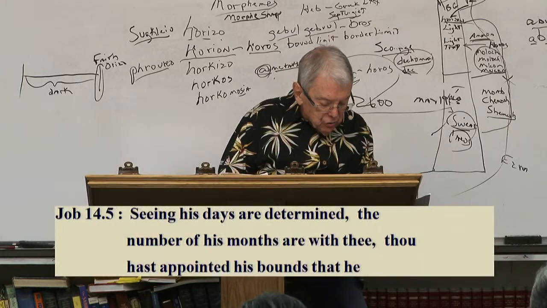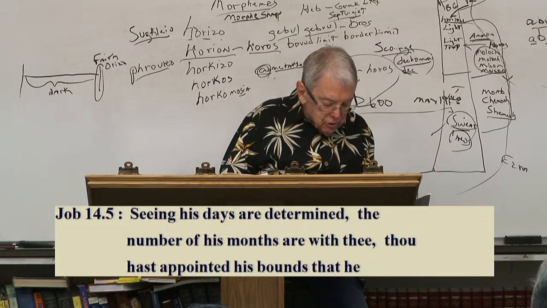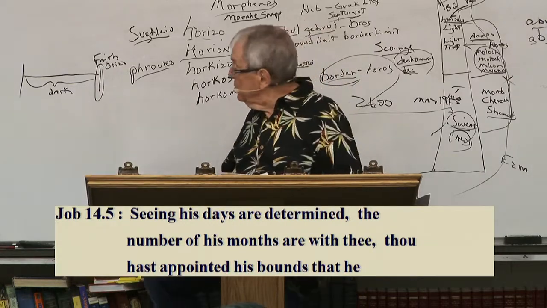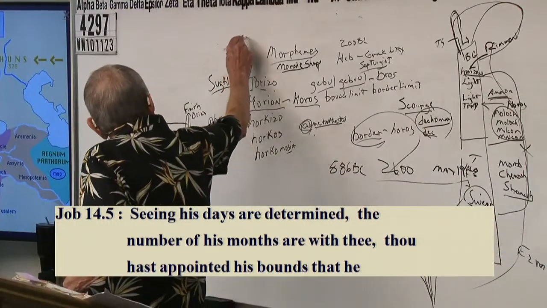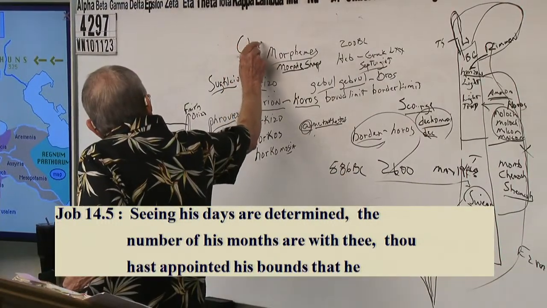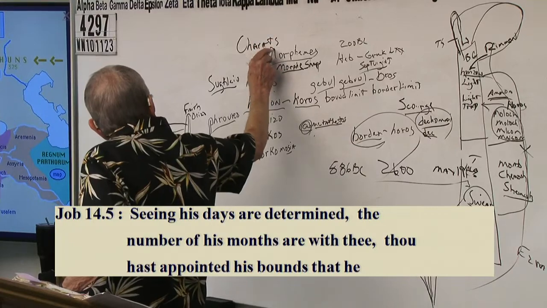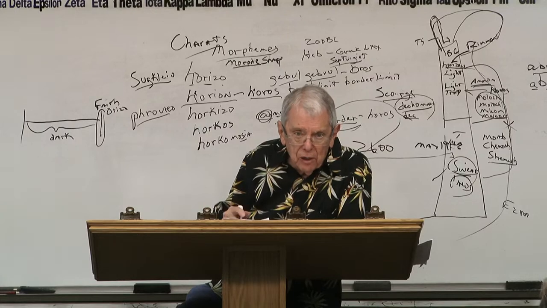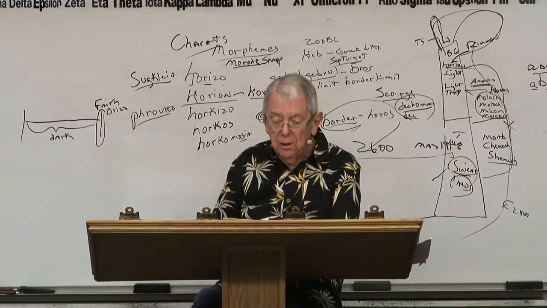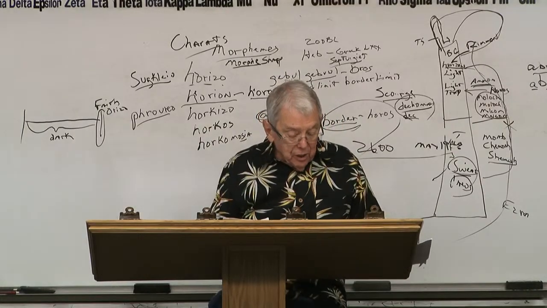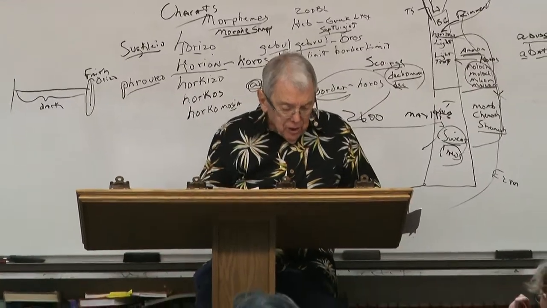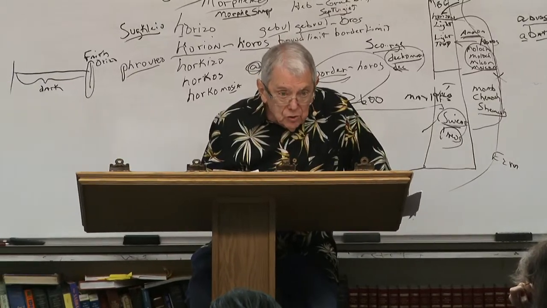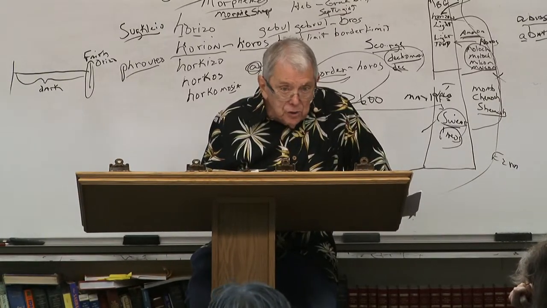Seeing his days are determined, charats, decided. The number of your days are decided. Charats. They're decided. It's like a stake on a boundary line. You can't get out of it. Everybody's got a day they're going to die, and you can't live one second past that or die one second before it. It's appointed unto man once to die. Appointed, apokeimai, means it's set.